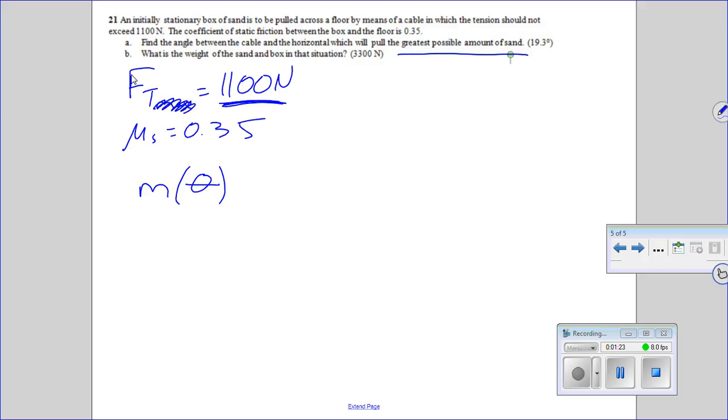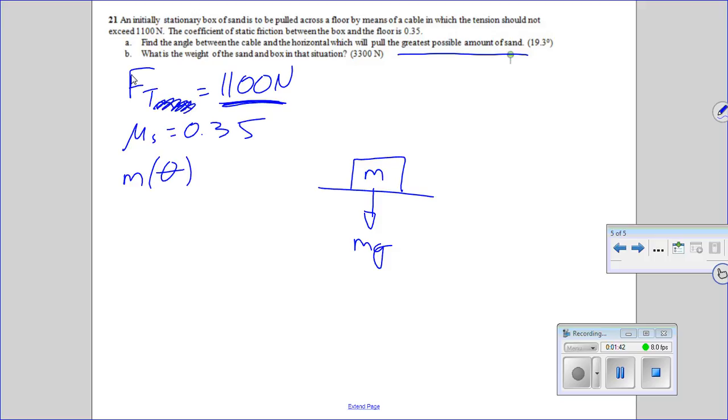So let's do this. Let's draw. I don't know why I erased that. This is what we want to find: an equation for the mass that we can pull with 1100 newtons as a function of our angle. So let's draw it. Here's the box of sand. It's got a mass, we'll call that mass m. So gravity is going to pull it down with a force of mg.